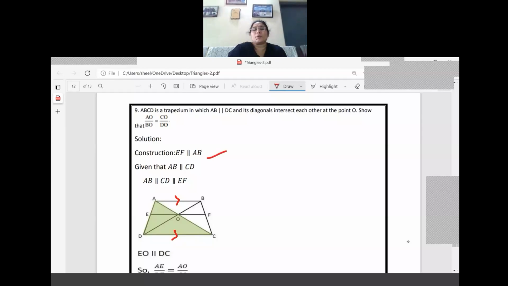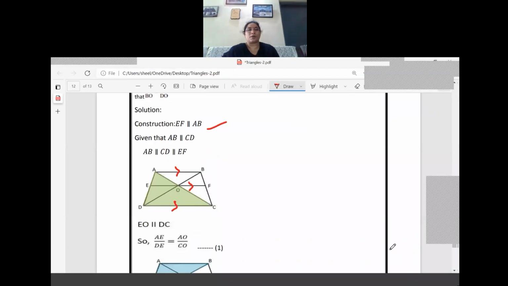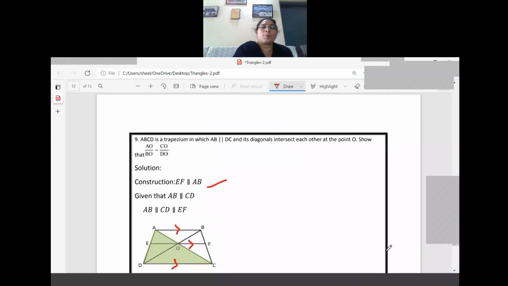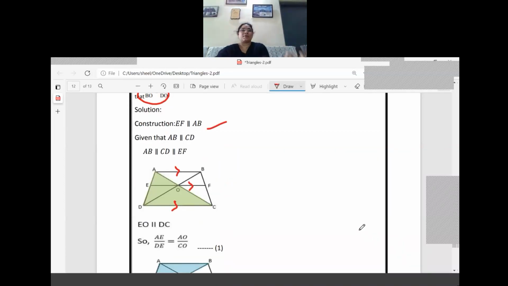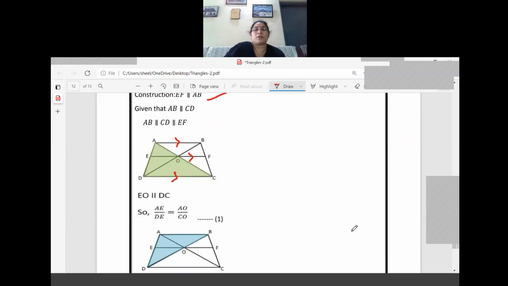Right? So by this, all three lines are parallel only. AB is parallel to CD, EF is parallel to AB. That means all three lines are parallel. Now we have to prove that AO by BO equal to CO by DO. So now let us take the triangle ADC. EO is parallel to DC. EF is parallel to DC, so EO is parallel to DC also. So for the shaded triangle, what can you write? AE by DE equal to AO by CO.